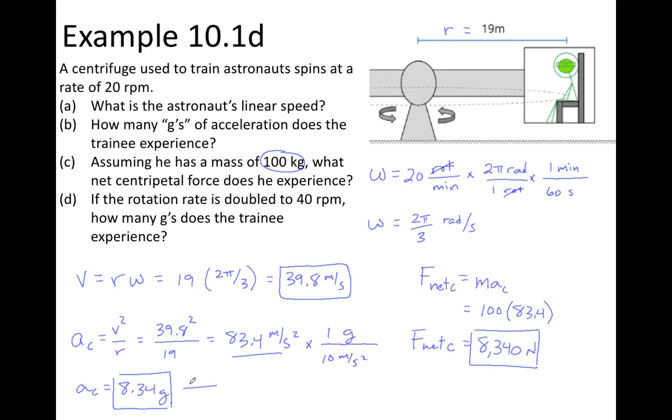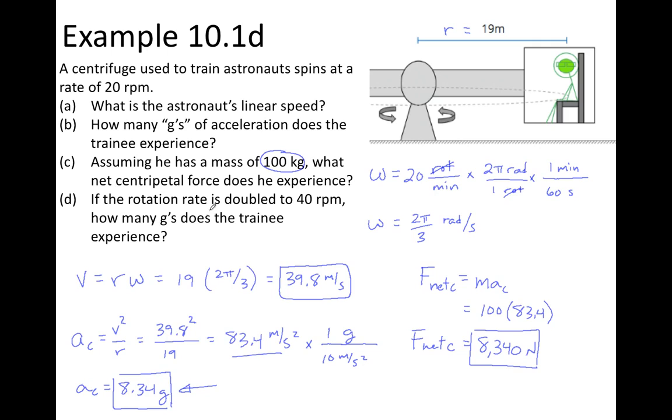This is why we will frequently refer to forces in terms of g's, because no matter what that astronaut's mass was, they will be experiencing 8.34 times as much force as they're used to just sitting on a chair. This particular astronaut experiences 8,340 newtons, but anybody sitting in that chair would experience 8.34 times what they normally feel.